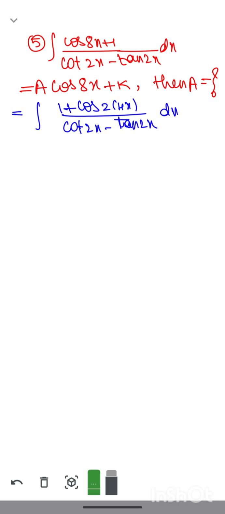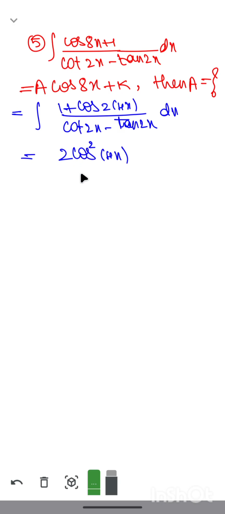Now the numerator is in the form of 1 plus cos 2x. 1 plus cos 2x is equal to 2 cos square x we will get. So accordingly 2 cos square x is nothing but here 4x. Okay? Whole divided by what we have, cot 2x minus tan 2x we have.